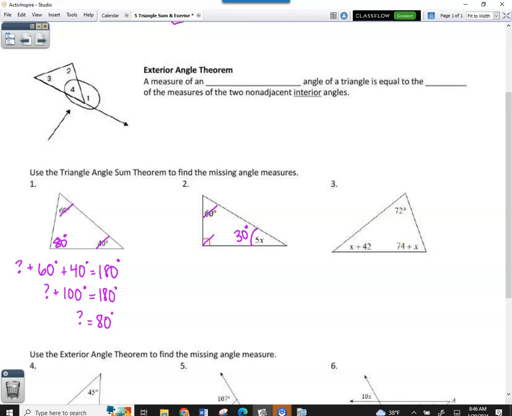5x has to equal what? 30. So set it up. 5x has to equal 30. So x has to be 6. Look how easy that was.